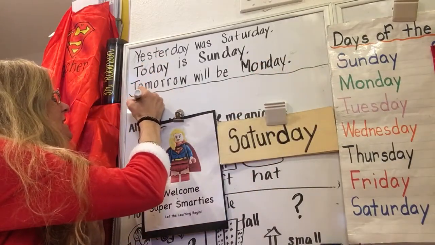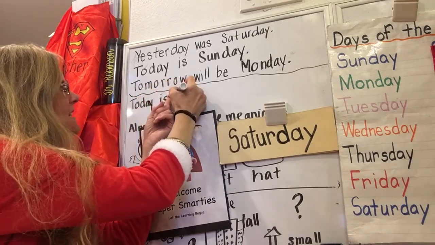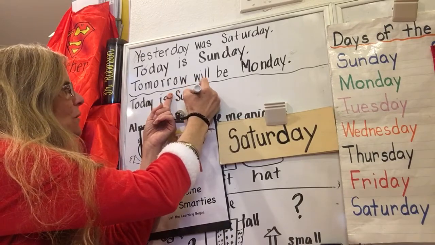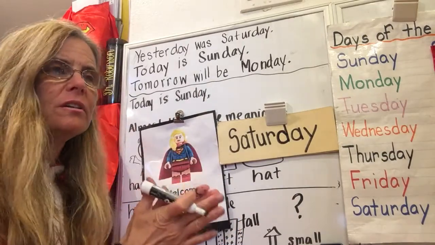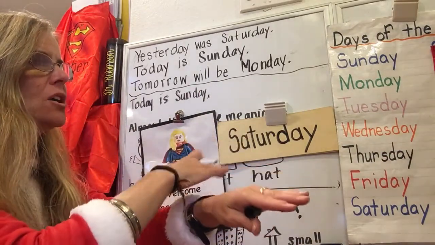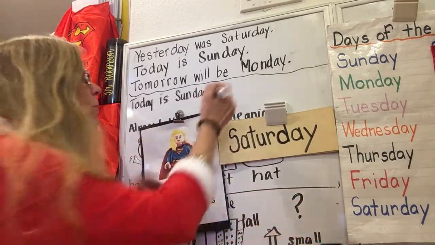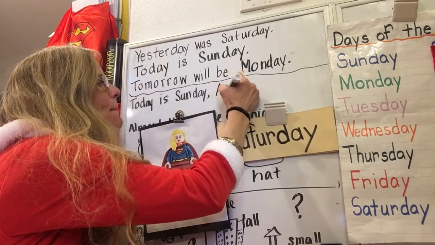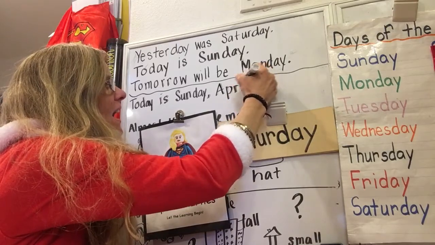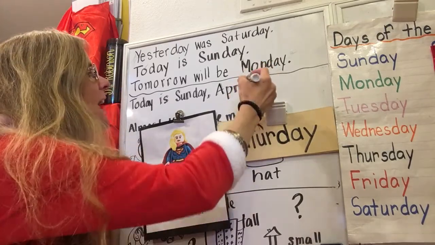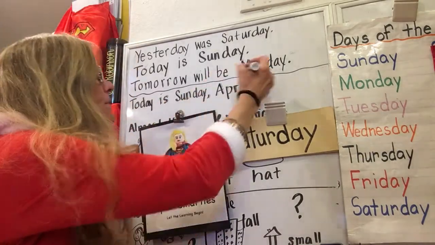Today, T-O-D-A-Y, space, is, I-S, space, Sunday, S-U-N-D-A-Y, comma, April. A big capital letter A, P, R-I-L. April, and it was the 4th, so 1 more than 4 is 5.